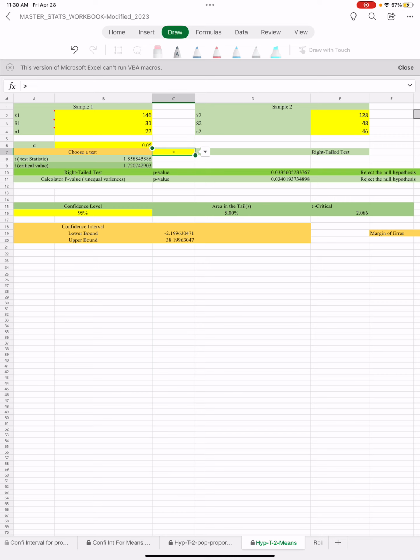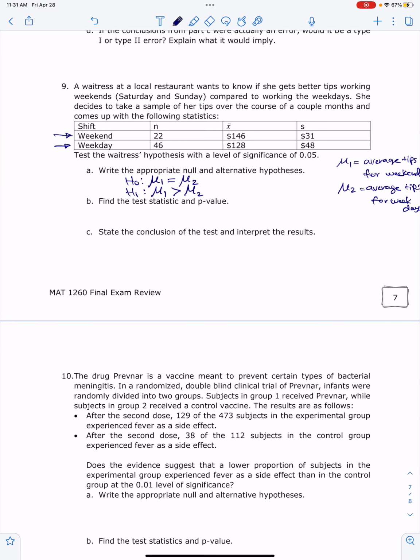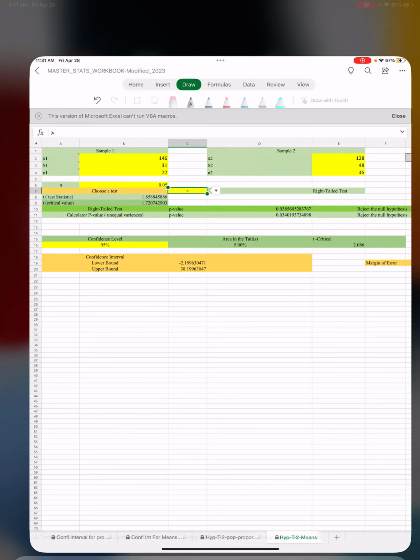Now, the p-value is 0.03856 or 0.03402. Either one would work. And then the test statistic is 1.1859. So I'm going to go here. I'm going to say the test statistic is equal to 1.1859, rounded to 4 decimals. The p-value, you can use either, so I'm going to say either or, 0.03856 or 0.03402.